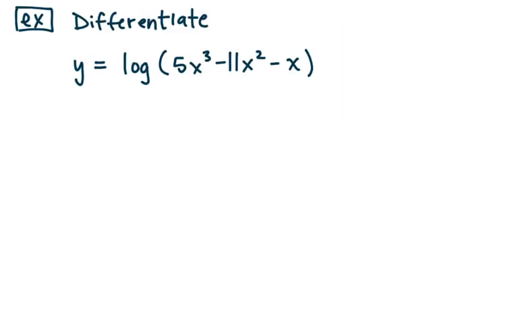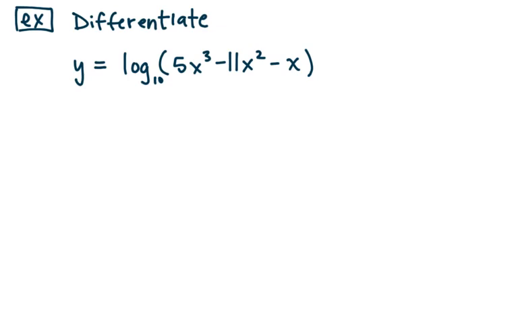For our next example, we're going to differentiate y equals the log of this polynomial argument, 5x cubed minus 11x squared minus x. Now, the last example was natural log, base e, but I want you to make sure you pay attention. We don't have a base written here. When we have log without a base, that represents a common log, and a common log we assume is going to be base 10. So I'm going to throw that base in here for us, just a 10. Even though it didn't start the problem with that 10, we know that it is 10.